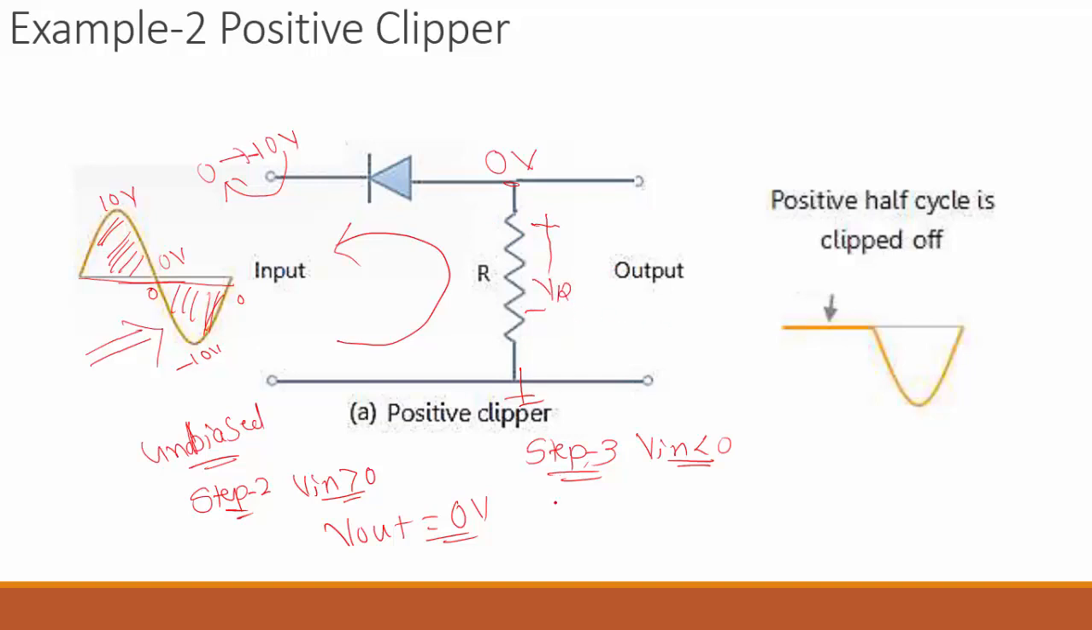That means during this, V out will be the same as V in. Correct? Now if I draw step 4, for the positive cycle the output equals 0, but during the negative cycle my output is the same as V in. That's why, if I want to comment on which type of clipper it is, step 5, this one is a positive clipper because the positive part has been clipped.